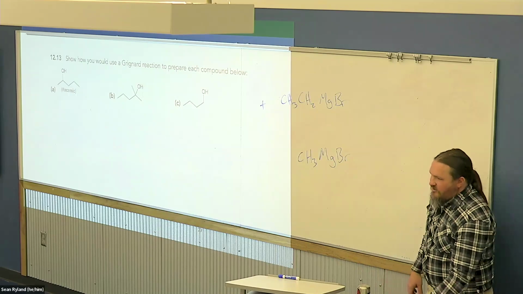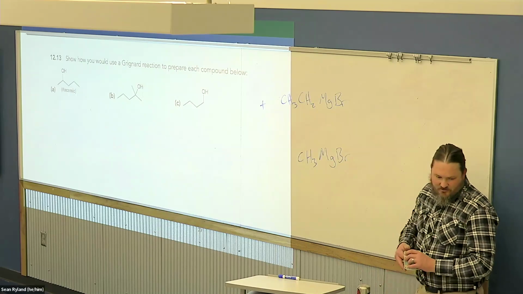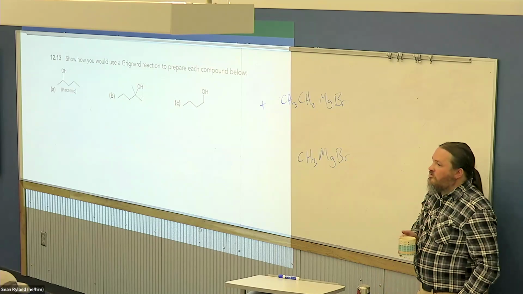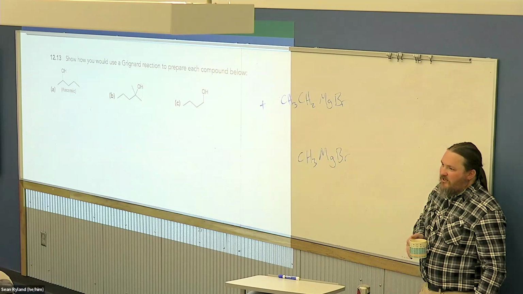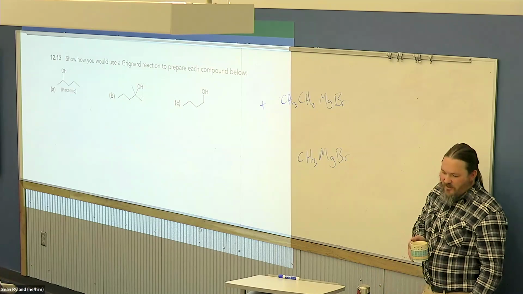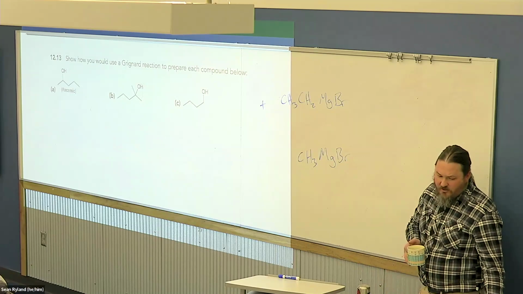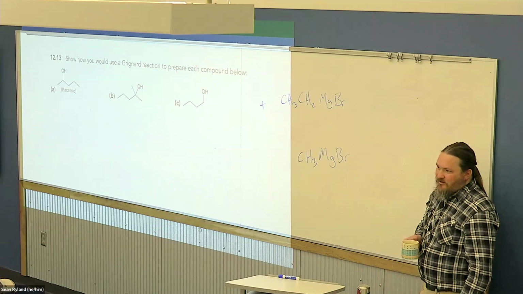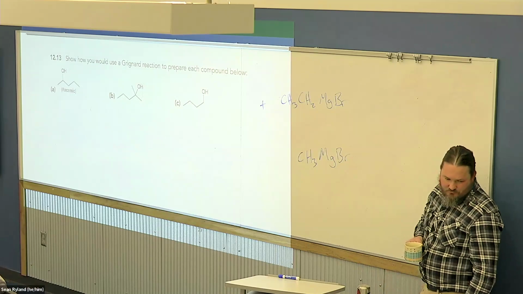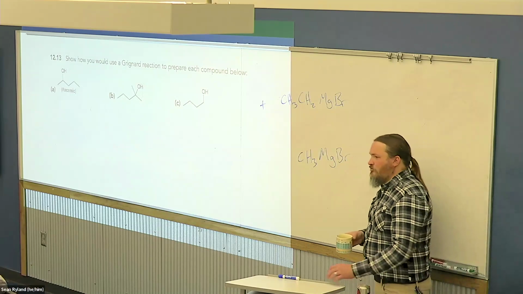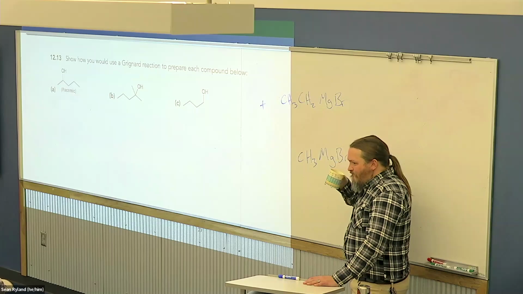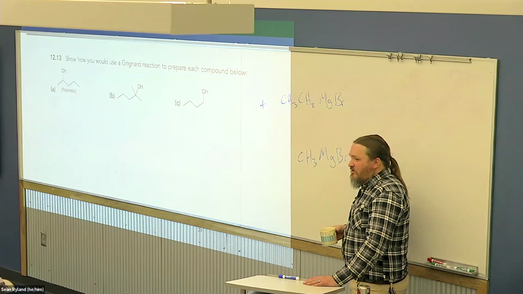So let's do some more practice with these Grignard reagents. Figure out what you could use. What are your possibilities? And then put a little thought into what you think might make the most sense. They're all going to have at least two possible ways to do it, right? I think this was a quiz question too.